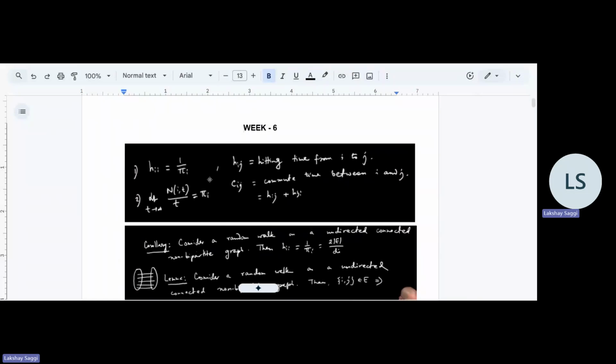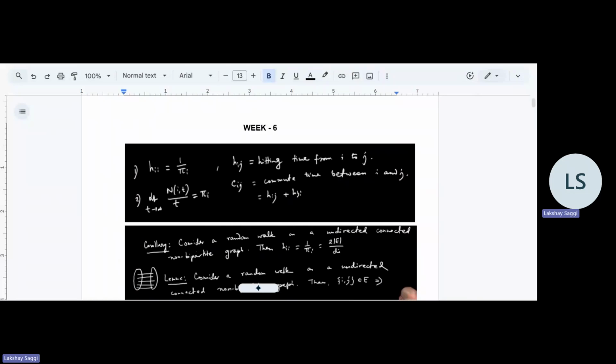It's given to us by these pi values, and essentially what these pi values denote is the fraction of times each state is visited in a limiting distribution. This fraction can also be thought of as N(i, t) divided by t, where N is the expected number of times state i has been hit till time t. And there was another important notion, which was commute time between states.